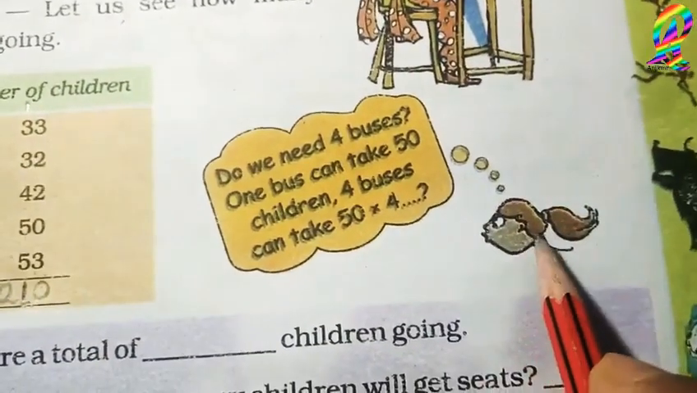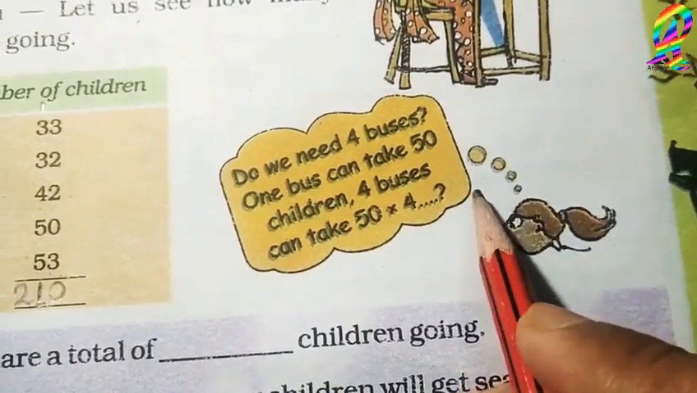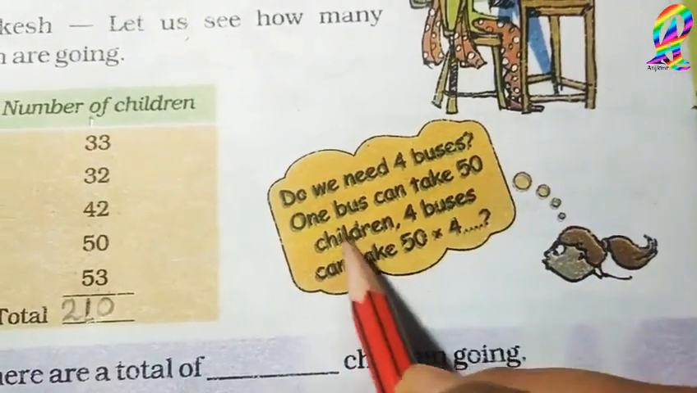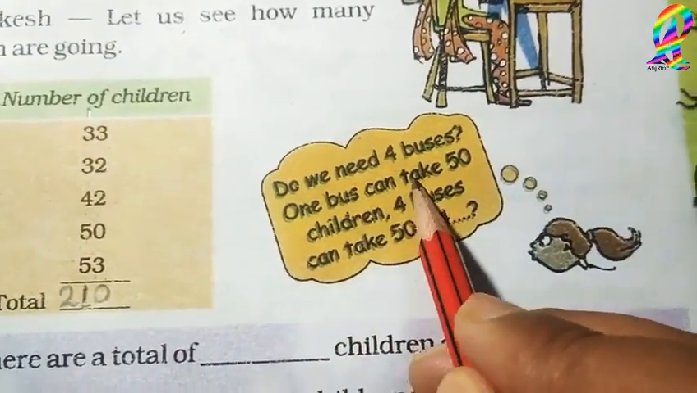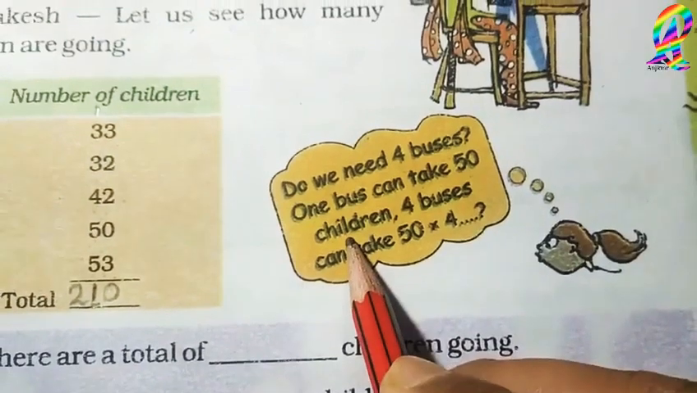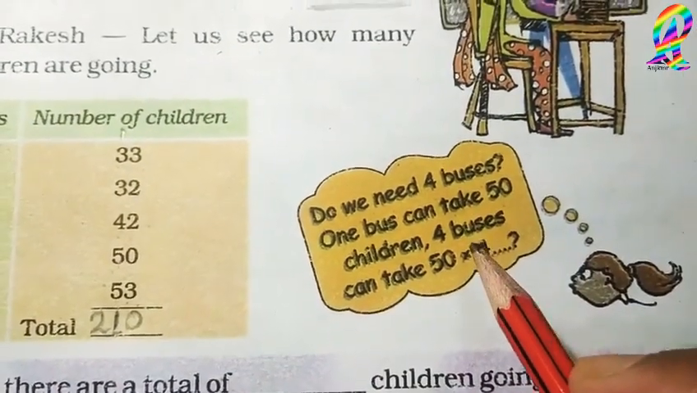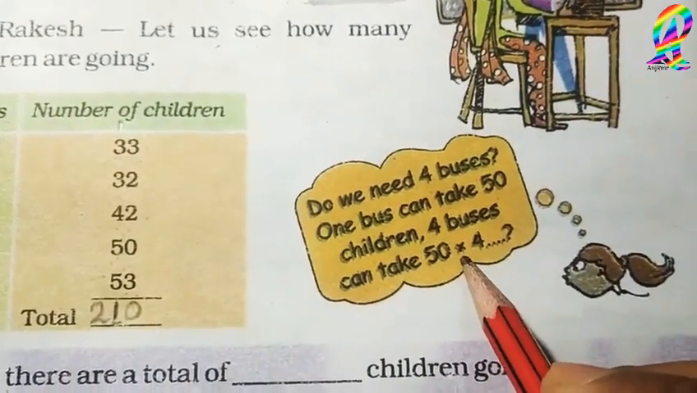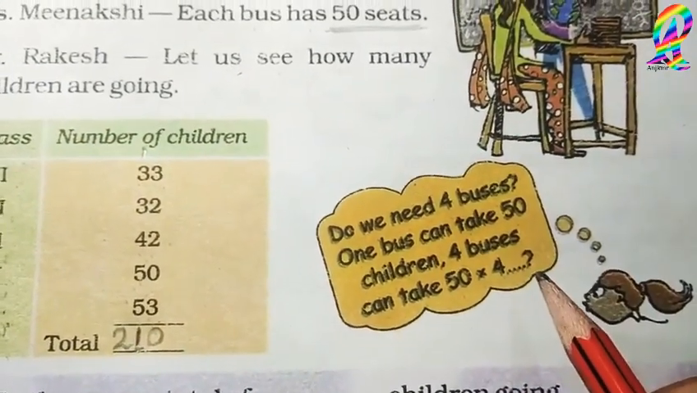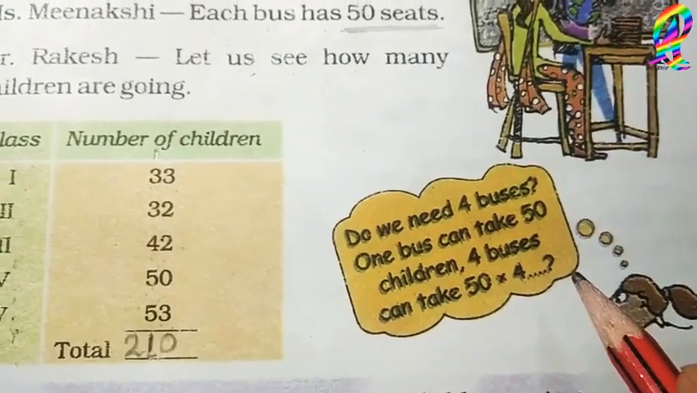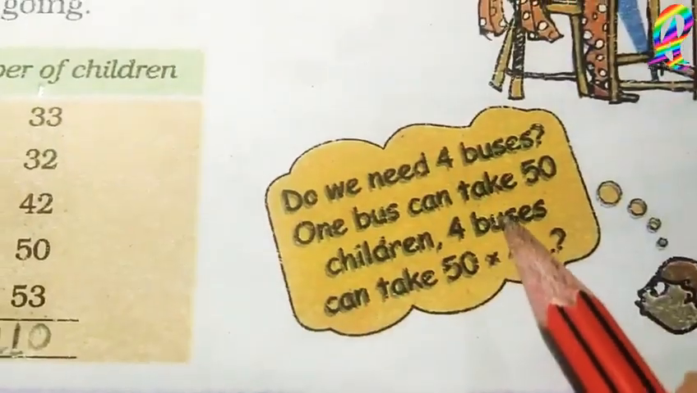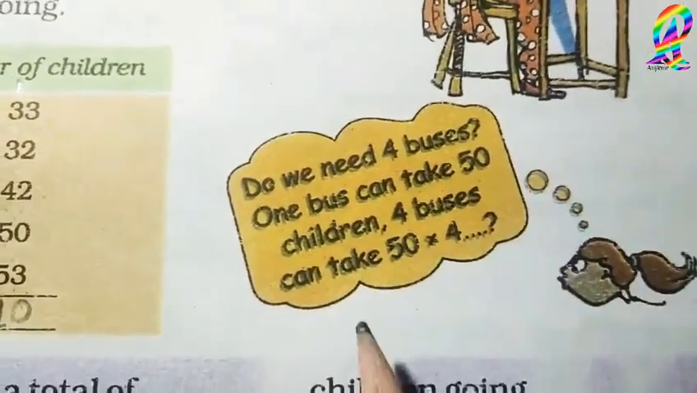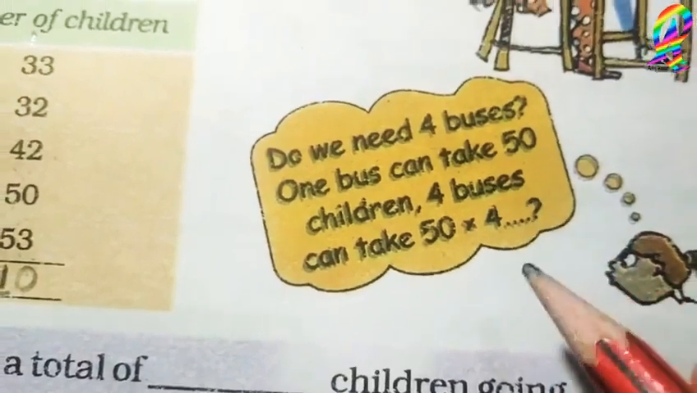And here you can see Sugandha is thinking, do we need 4 buses? One bus can take 50 children. So 4 buses can take 50 multiplied by 4. Now you can think about it. What will come? Can you tell me what will come? Okay, I calculate it. Now you can see here.